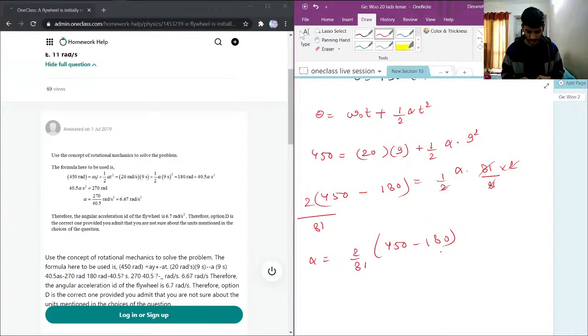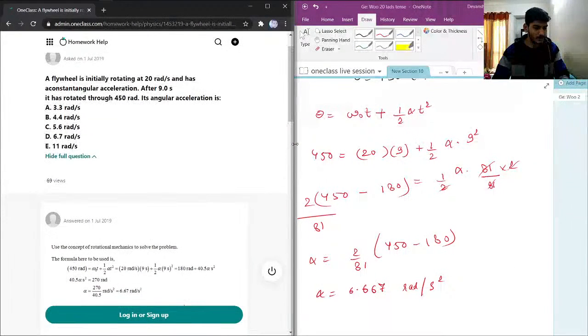So this will be divided by 2, and we have 6.6666, let's say 6.666 radian per second square.